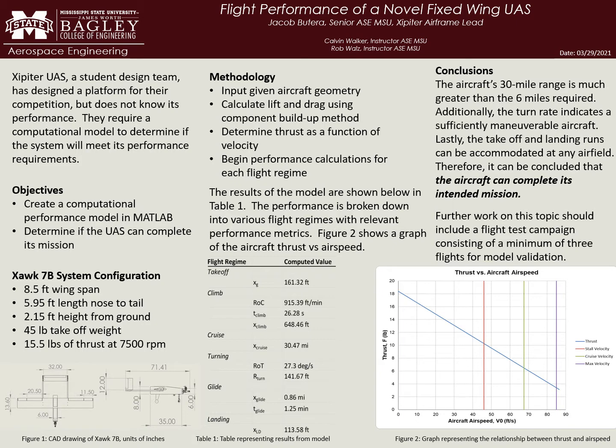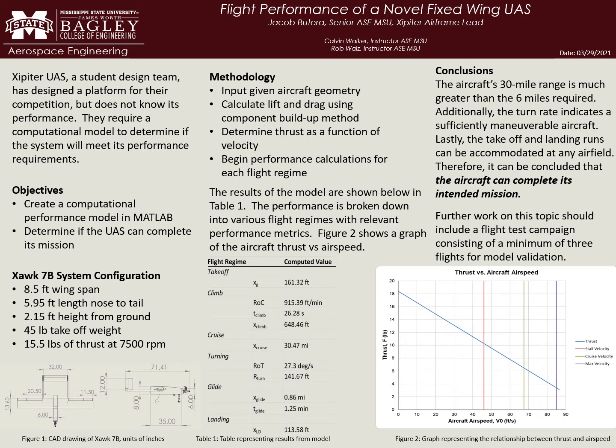The next step was to determine the thrust as a function of forward airspeed, the results of which can be seen in Figure 2. Also in Figure 2, I've included the stall velocity, cruise velocity, and max velocity, so that the thrust available at each of those points can be seen. With all of this complete, I was ready to directly compute the performance parameters. Table 1 shows all of the performance parameters broken down by their flight regimes.